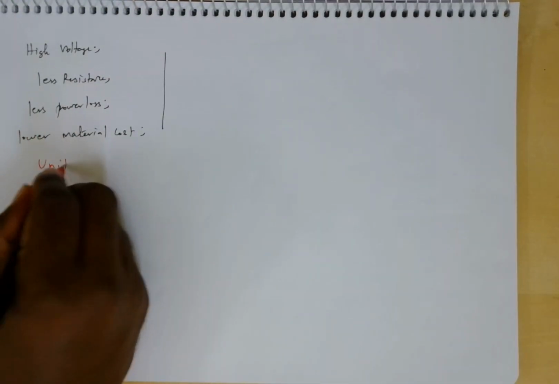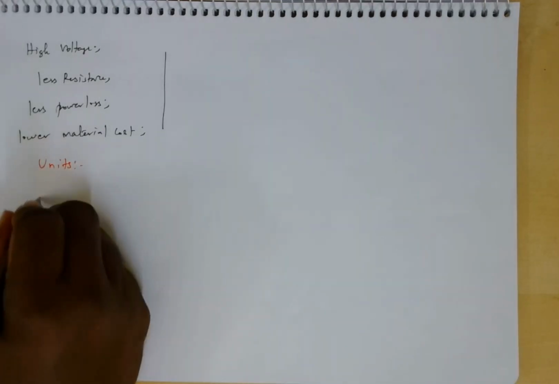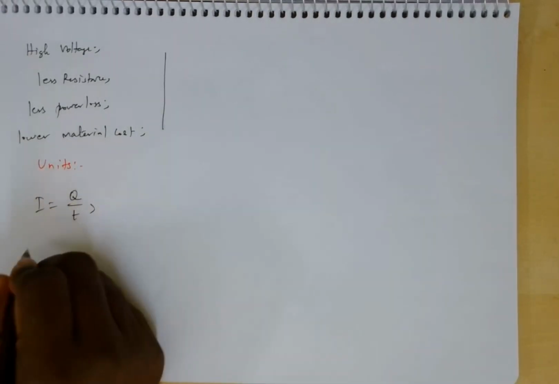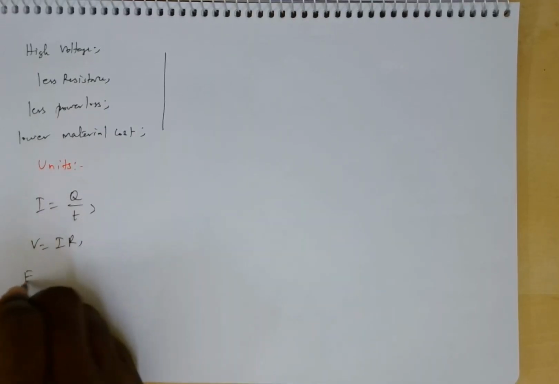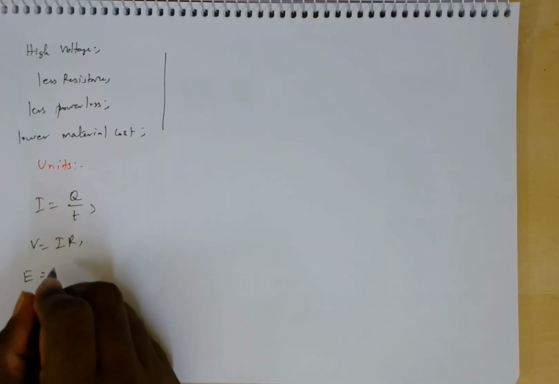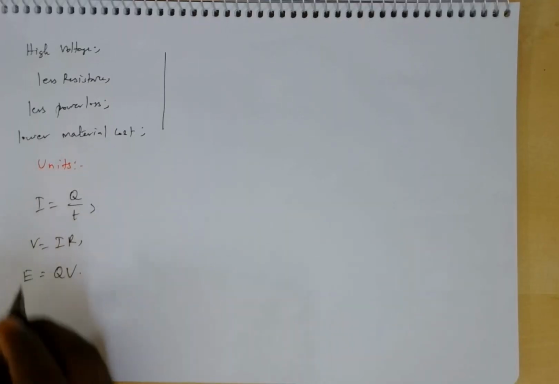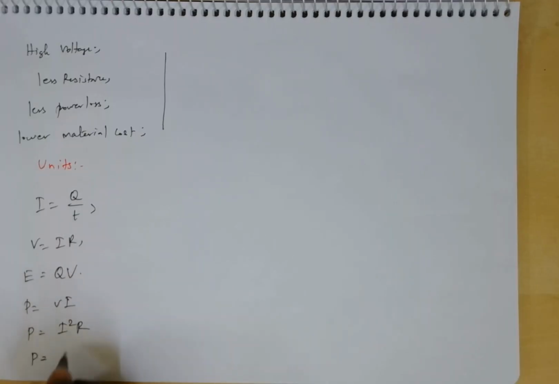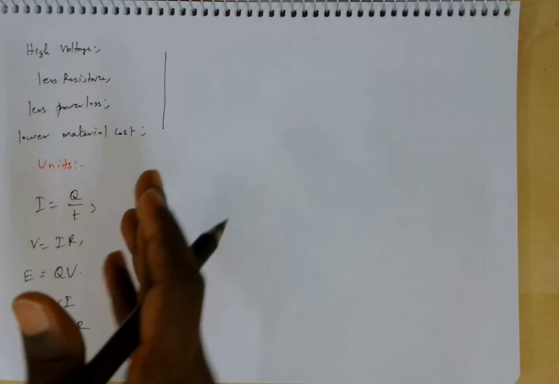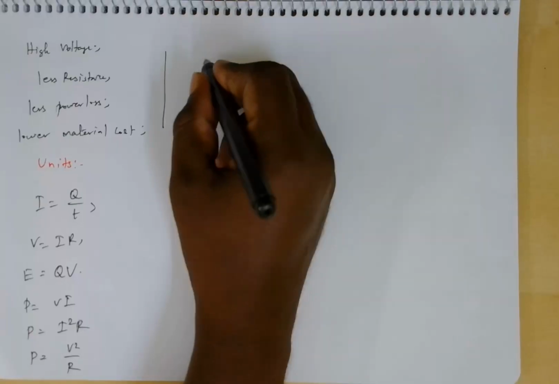Yes. Okay. So now we will play with units. We have come across Q by T, V equal to I into R, and E equal to Q into V, voltage is energy by charge. P equal to V into I, P equal to I square into R, P equal to V square divided by R. So these are the equations in electric current and potential difference. We still have to go through resistance, but okay. Now find the SI unit of charge.